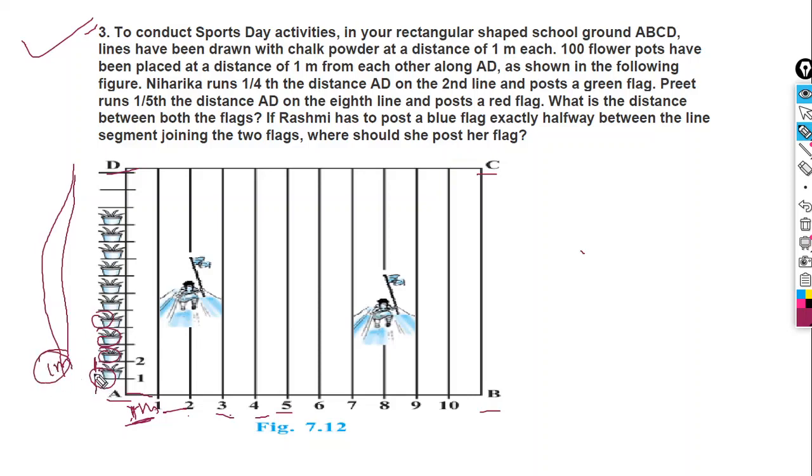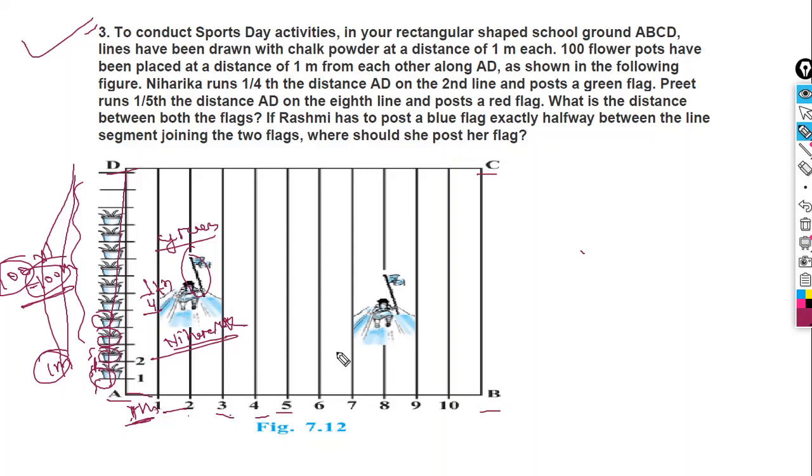And how many flower pots have been placed? 100 flower pots. So the total distance will be 100 into 1, which is equal to 100 meters. So the distance along AD is 100 meters. Now again, what has happened? Niharika is running with a green flag and she has run 1 by 4th of the distance. How much distance? This 100 meters. She has run 1 by 4th of the distance and she has posted a flag here.